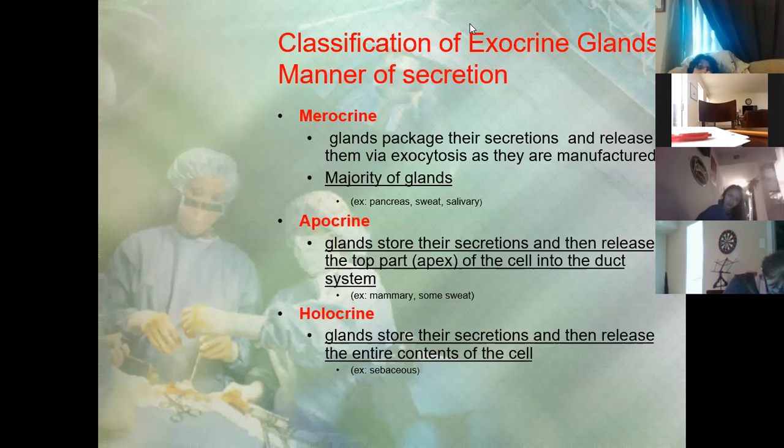Apocrine. Apo, the prefix apo, means derived from or separated from. This is the type of gland that releases a top part of the cell. And that top part of the cell leaves the gland and transports whatever it is the gland has created. And then finally we have holocrine. The whole gland, the whole cell is released to transport.